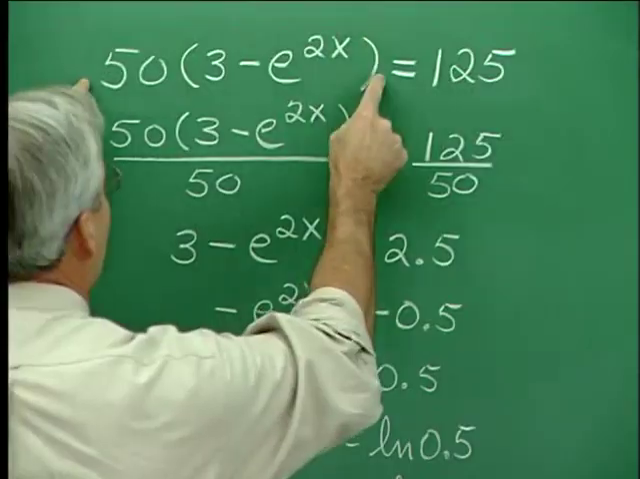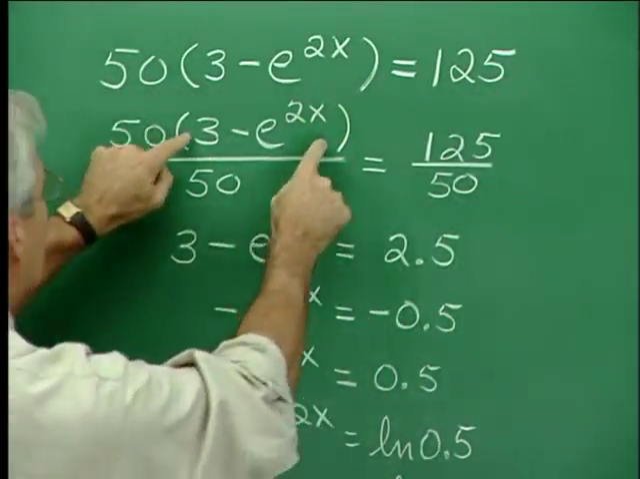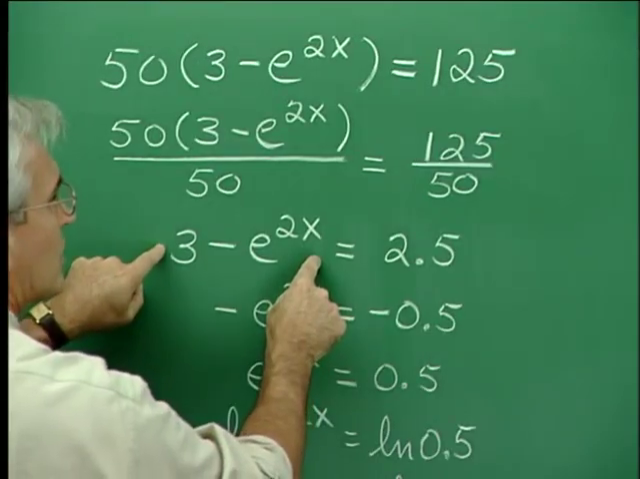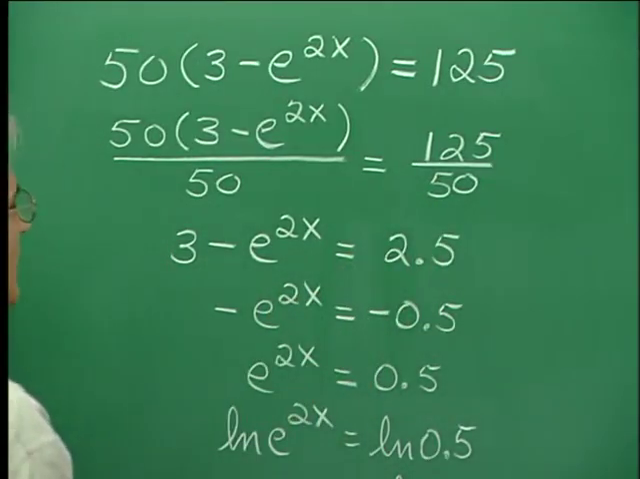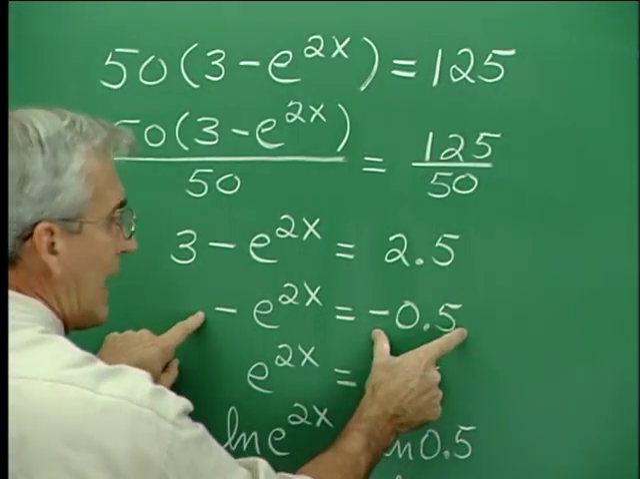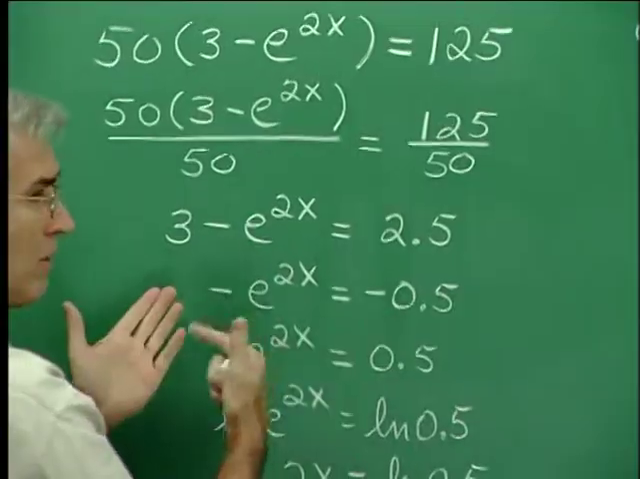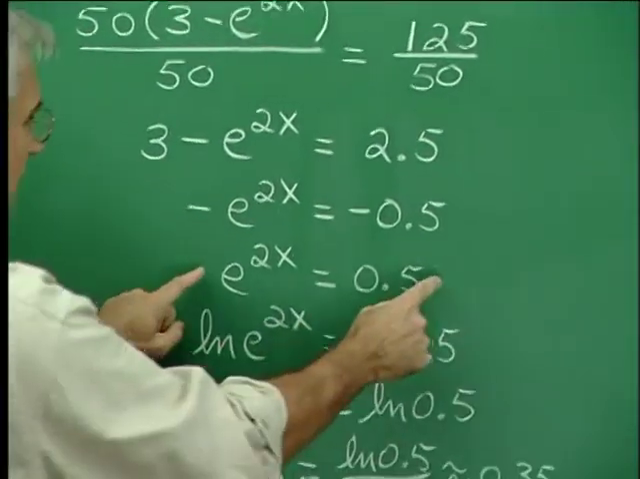So just dividing on this side by 50, dividing on this side by 50, the 50s go out here and we have 3 minus e to the 2x. On the right we get 2.5. Now we'll subtract 3 on both sides, and on the right we get negative 1/2. Now we want to clear the minus sign, multiply on both sides by negative 1, to get this.